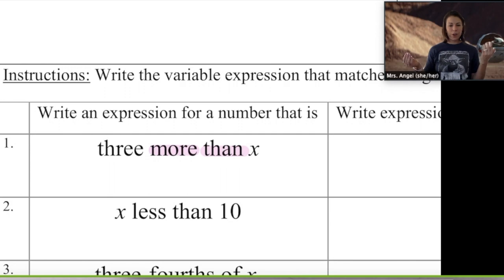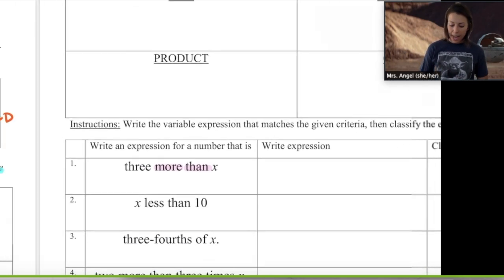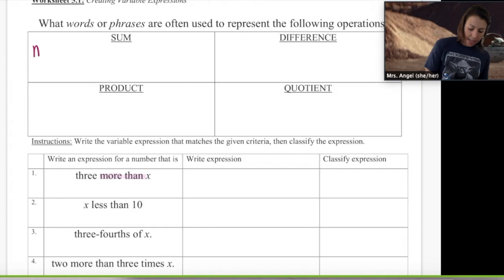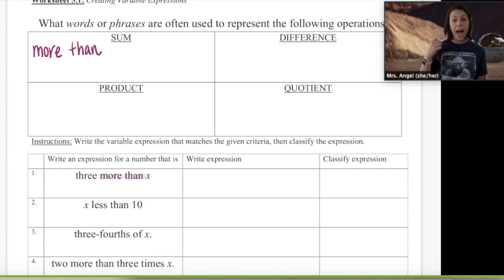So now I just have to figure out, well, what does more than mean? Does more than mean adding, subtracting, multiplying, or dividing? What do you think it means? If you said more than means adding, you are correct. More than is one way to represent a sum. If you say 3 more than 5, that means add 3 onto 5, and so on and so forth.